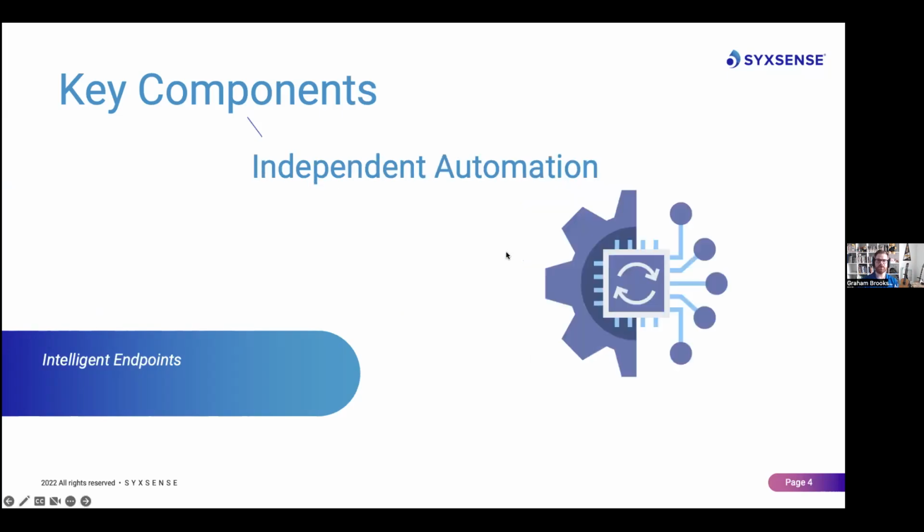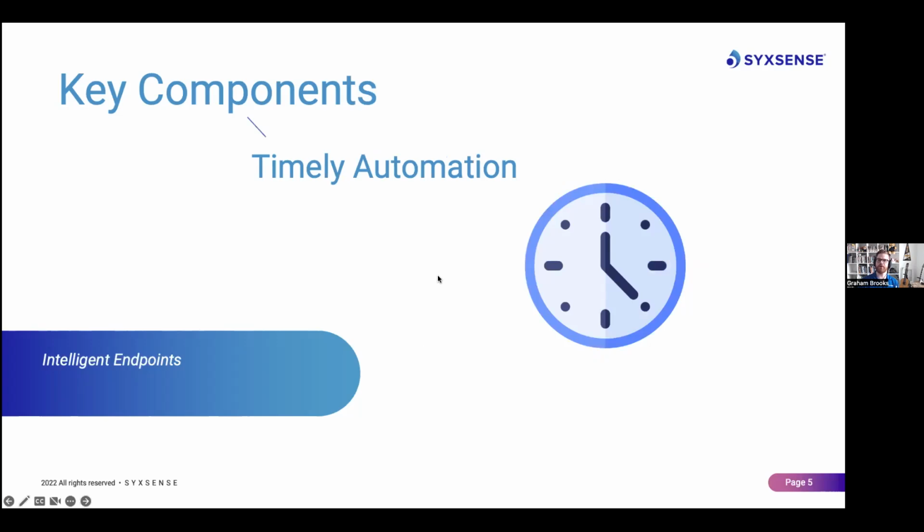The next key takeaway is the idea of independent automation, aka no IT admin is clicking a button that tells the device to perform an action. Rather, that action is being performed dynamically given an input. All right, and then the last key component is timely automation. We need this work to happen essentially in real time. So as events are occurring on devices, we want to be resolving any compliance issues that might be arising from those events. So those are our key components.